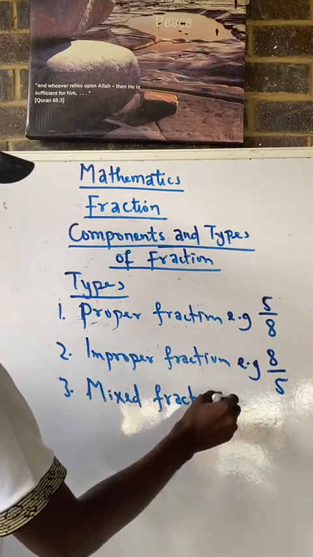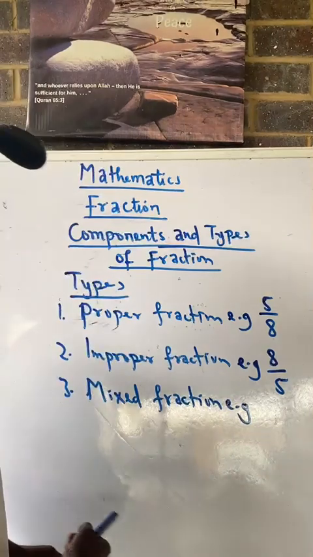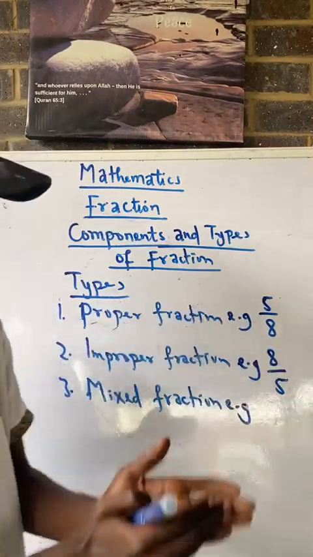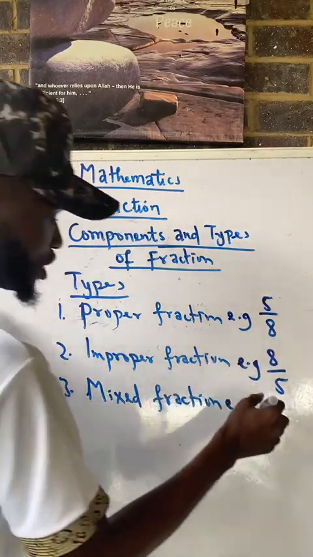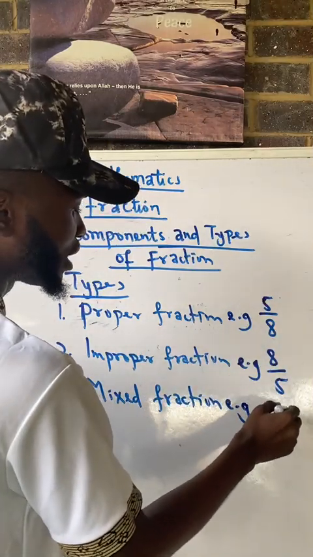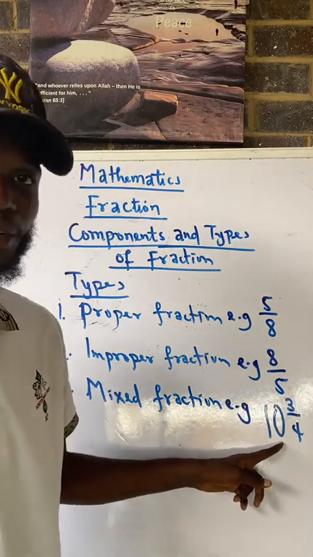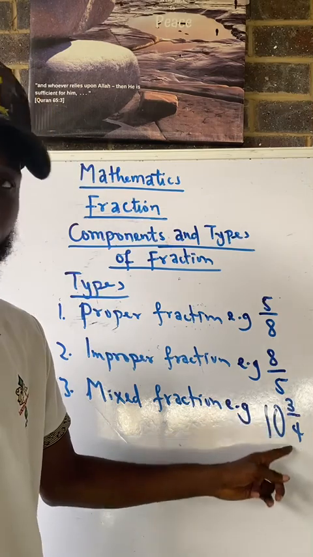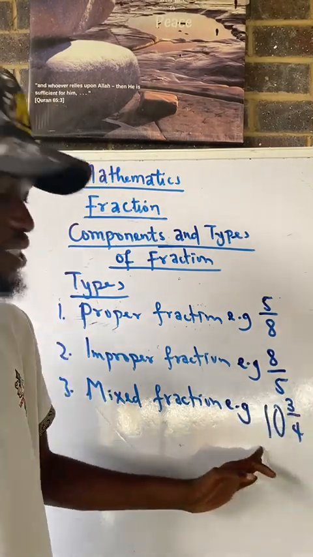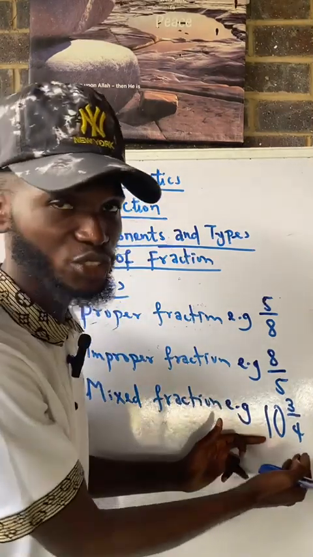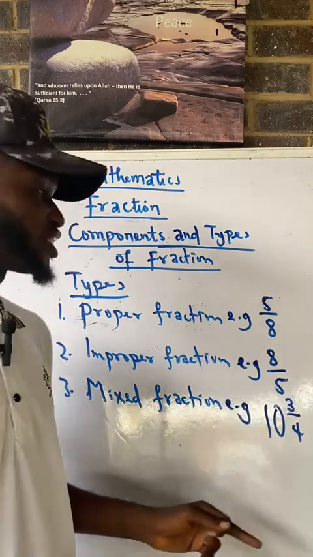So the next one is mixed fraction. In this kind of fraction, I just explained it now. That's when you will have a whole number and a proper fraction attached to it. So for instance, if you have 10 whole number 3 over 4. So 10 is a whole number. 3 over 4 is a proper fraction attached to it. So this kind of fraction is known as a mixed fraction. That is, we will have a whole number and a proper fraction attached to it.